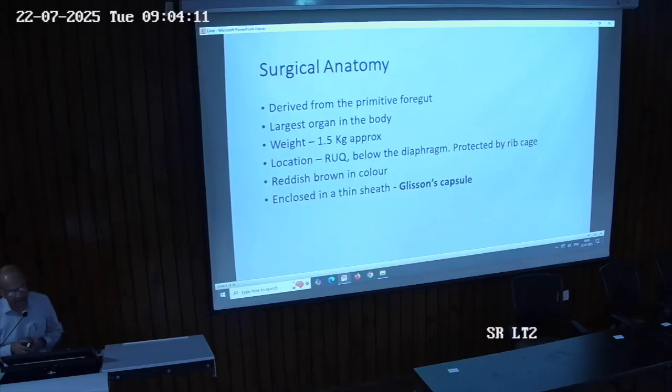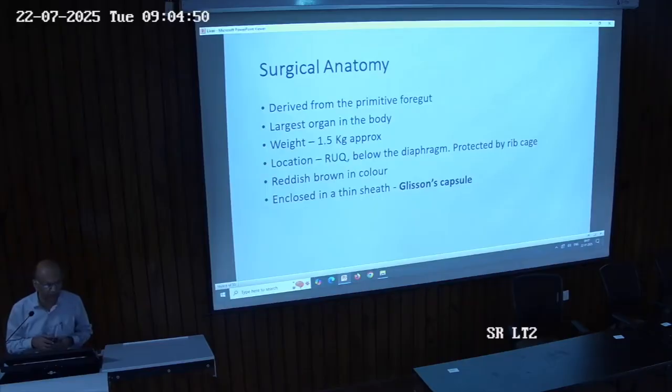So what are the other structures derived from the foregut? The esophagus, the stomach, the first and second part of duodenum, the liver, the spleen, the gallbladder. So liver is one of the structures derived from the embryological foregut, weighs about 1.5 kilograms. It's located in the right upper quadrant and it is protected by the rib cage. Reddish brown in color, and it is enclosed in a thin sheet which is the Glisson's capsule. The Glisson's capsule is pain sensitive, and stretching of the capsule results in pain, as is seen in inflammation and other infective disorders.